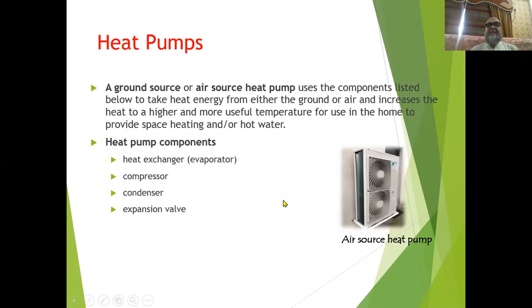So this is a description of heat pumps, ground source or air source. They use components to take heat energy from either the ground or air and increase the heat to a higher and more useful temperature for use in the home to provide space heating or hot water. So there is a heat exchanger, and the compressor, condenser, and expansion valve are the components of the heat pump.